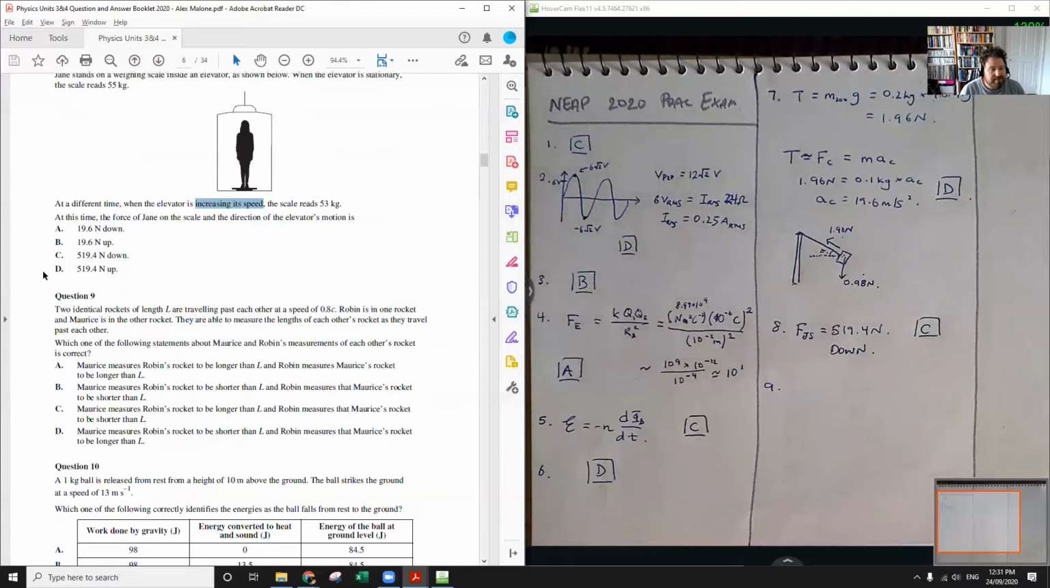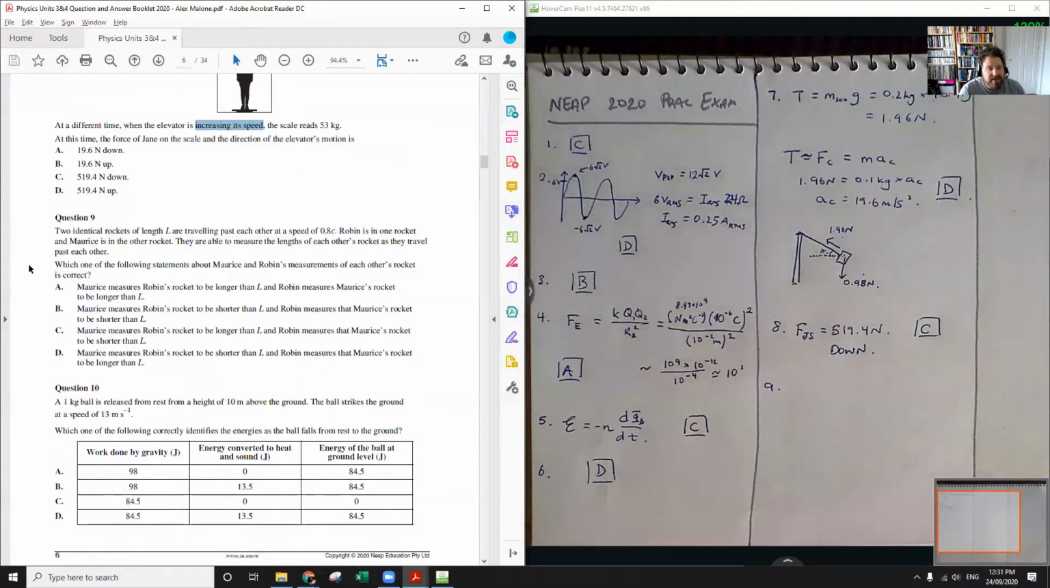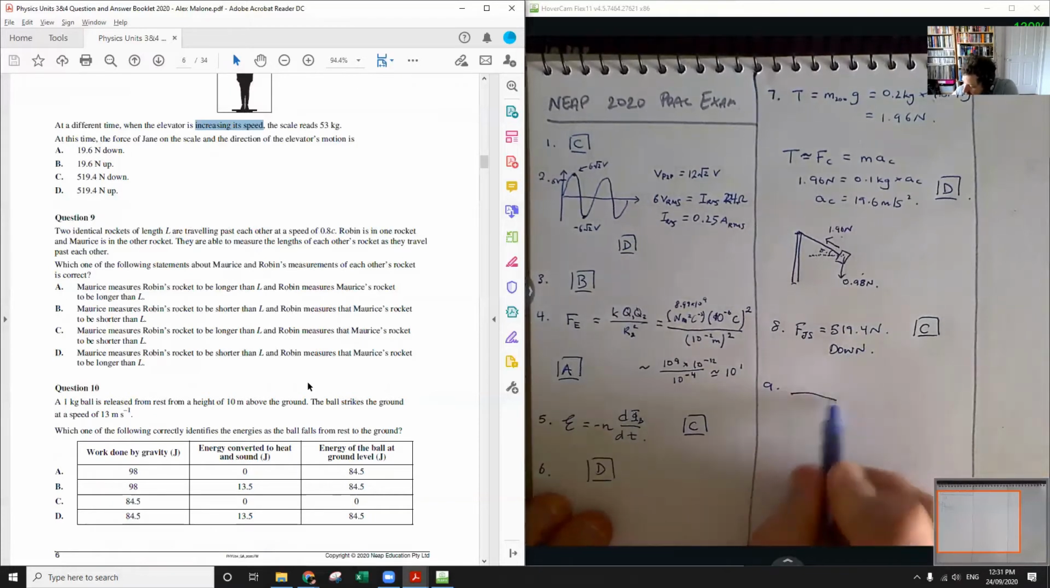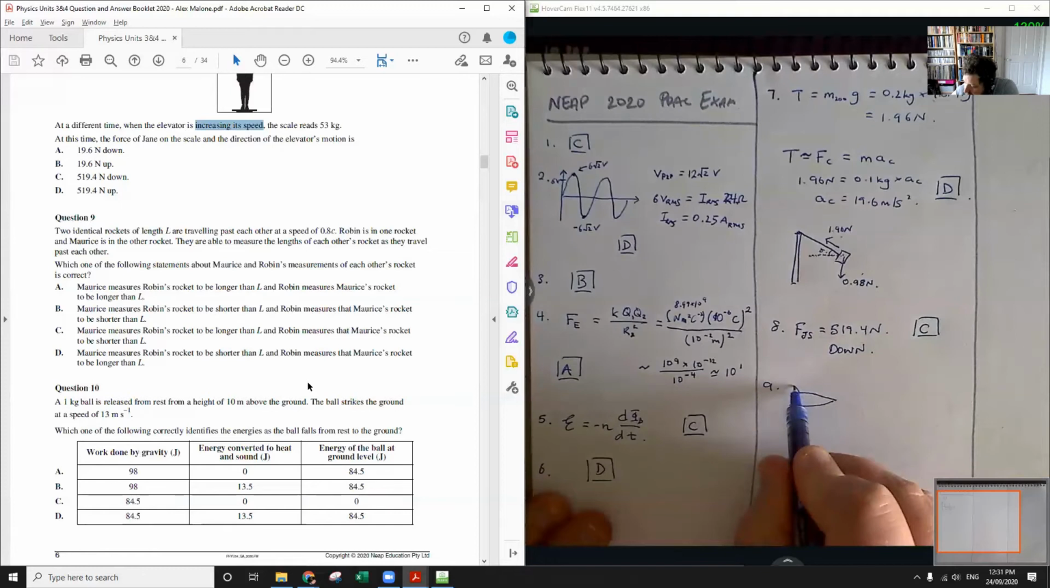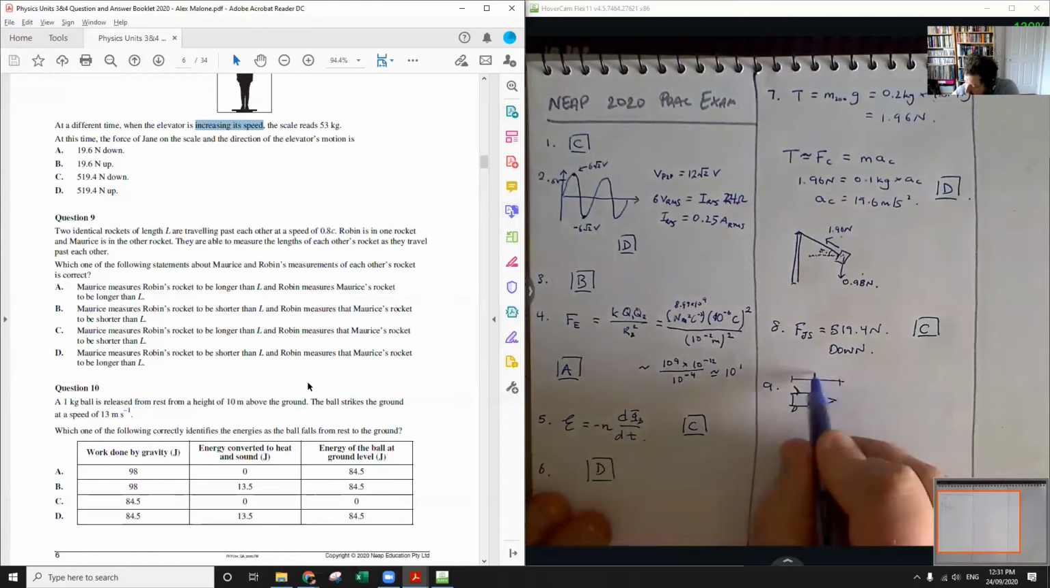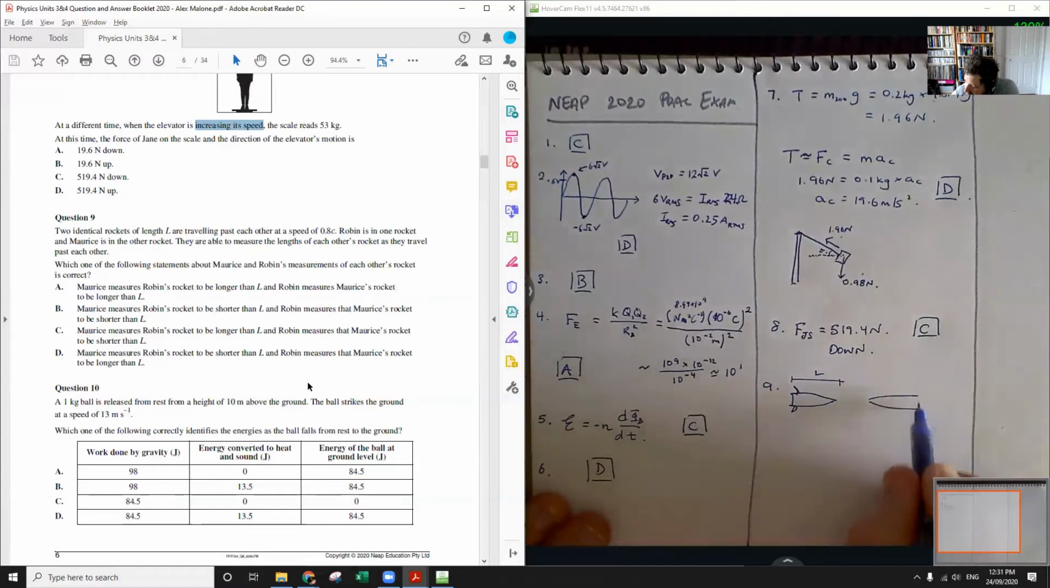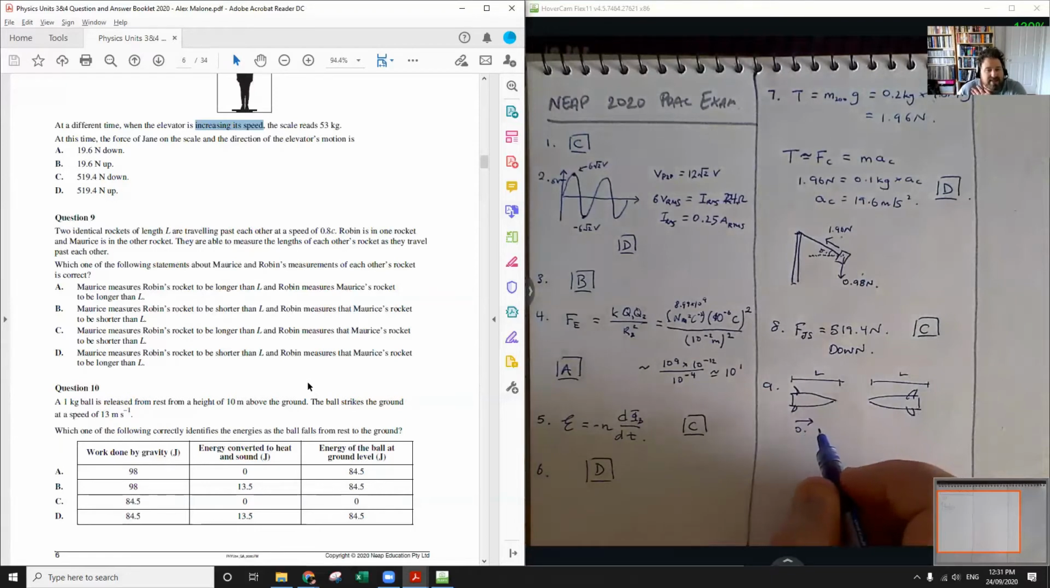Okay, number 9. Two identical rockets of length L are traveling past each other at speed 0.8 c. Ugh, okay. Could have done with the diagram here. They're both the same length, they're both L, and they're both traveling past each other at a speed of 0.8 c.